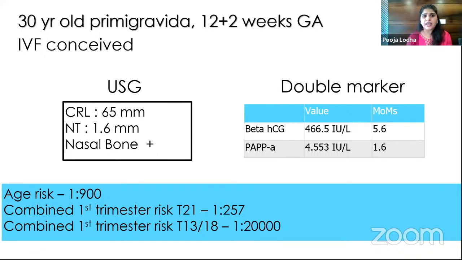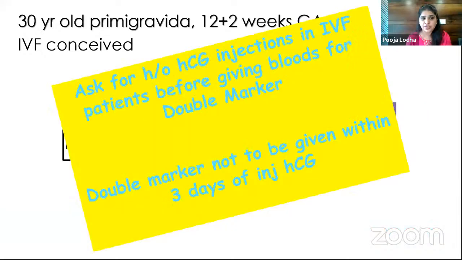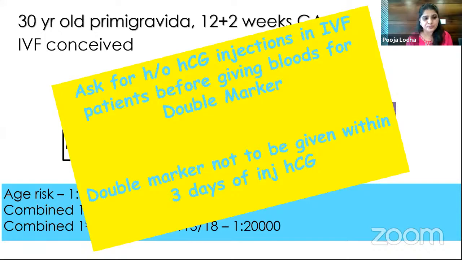Ask a simple history, and if you've sent your double marker to a good lab, they would already have asked this history. Ask for a history of exogenous HCG injections, whether it works at 12 weeks or not. A lot of IVF specialists keep giving weekly HCG injections as routine practice. She's come to you, you give an HCG injection, she goes out and gives a double marker, and there you have a very high HCG value on your double marker, increasing her risk for Down syndrome. So it's a simple history that ideally a lab asks, but if not, please you do.